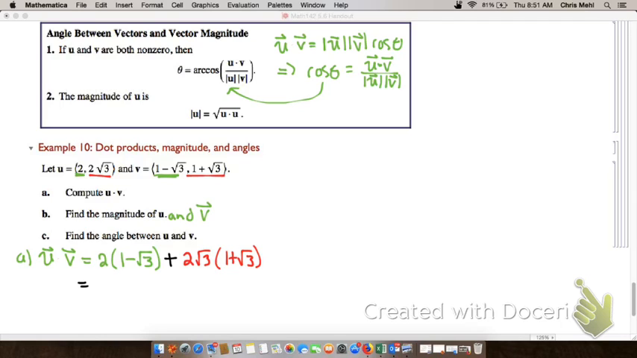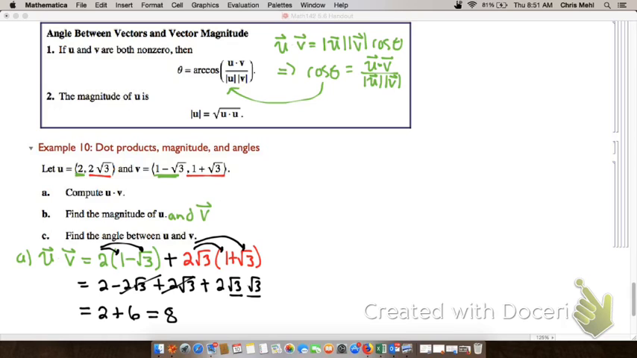This will equal, if you distribute the 2 on the left, you'll get 2 minus 2 root 3 plus, and then if you distribute the 2 root 3 on the right, you'll pick up another 2 root 3, and then plus 2 root 3 times root 3. The middle terms will cancel, so you get 2 plus, and then the root 3 times root 3 gives us 3, and then 3 times 2 will give us 6, so the dot product of u and v will be 8. Okay, so that's part A.